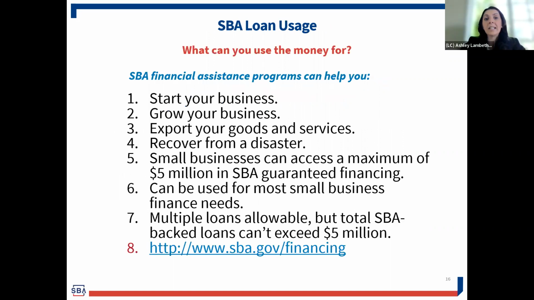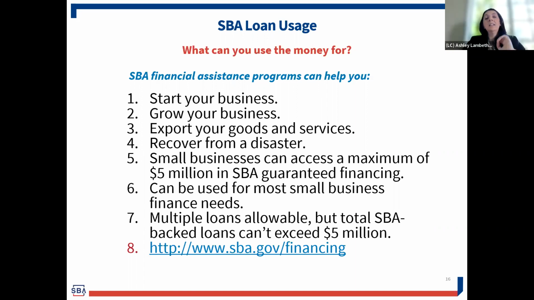So when you are considering things like SBA loans, you can use them for a variety of purposes. In a lot of cases, those SBA loan guarantee programs are really flexible. You can use them to start your business, to grow your business, export your goods and services, recover from disaster, like we were talking about with EIDL. You can access a maximum of $5 million in SBA guaranteed financing. You can pull out multiple loans.